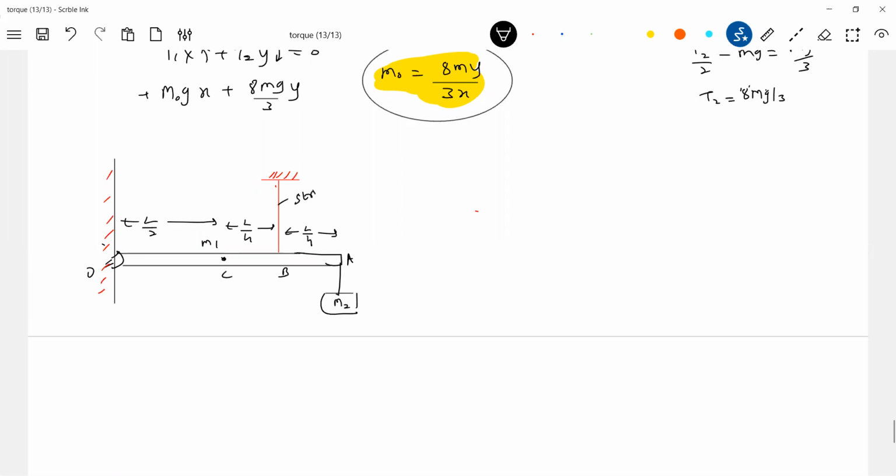A string is vertical and a suspended block. Mass of the rod is m1. There is a block suspended by another string. Gravity is present. I want the tension and the reaction at the hinge.